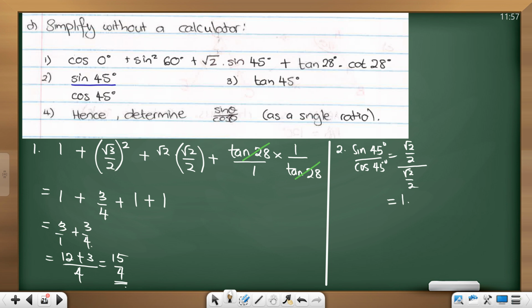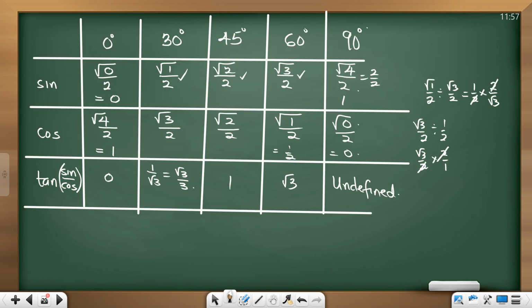Number 3, what is tan 45? Now, what do you notice? Let's do some at number 4. Determine sine theta over cos theta. I have given you the answer. How are we getting tan?